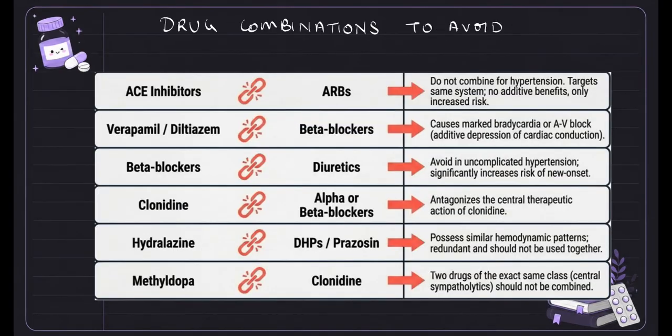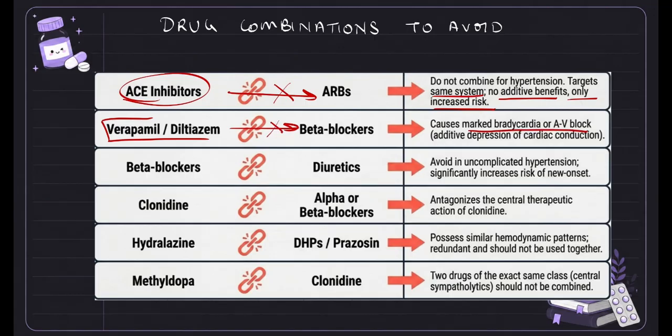Let's move smoothly into combinations to avoid. As we build out these treatments, it is absolutely crucial to know that certain drug combinations must be strictly avoided. They can be really dangerous. First, never combine ACE inhibitors with ARBs. They target the exact same physiological system, so you get zero added benefit, but you multiply the risks. Second, do not combine verapamil or diltiazem with beta blockers. Doing this causes marked bradycardia.